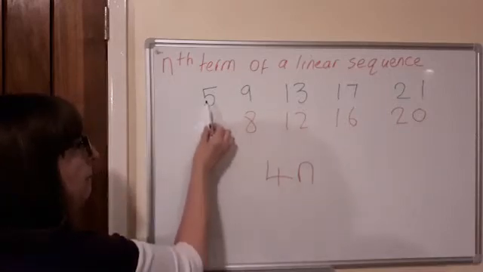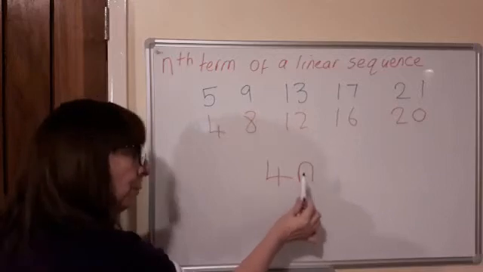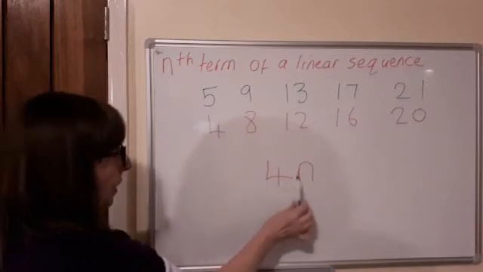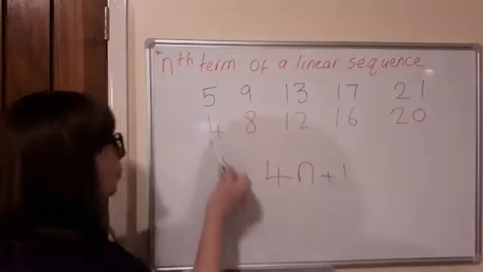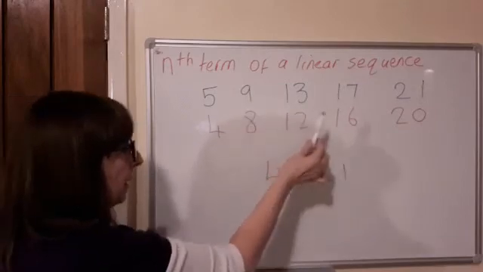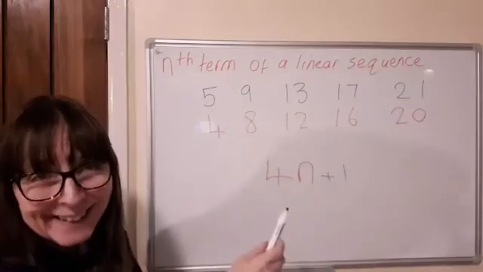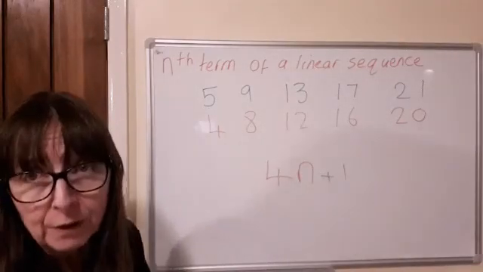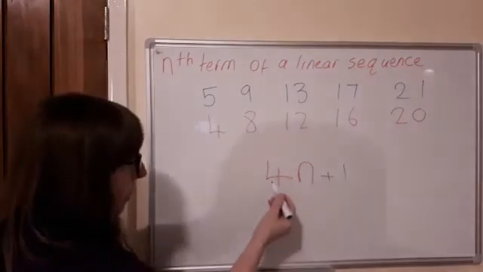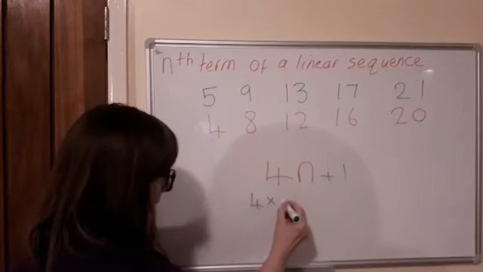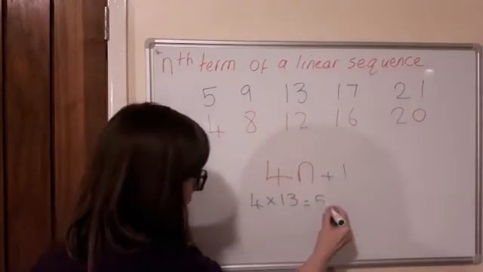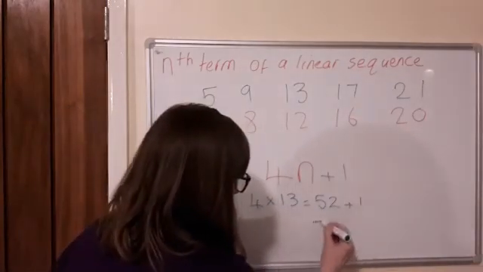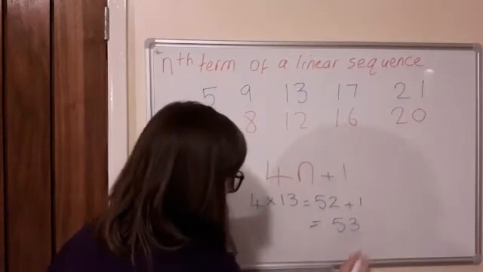So the first term will be 4 times 1. So that should be 4. But it's not 4, it's 5. It's 4 times 1 plus 1. It's 1 bigger, and each one of them is 1 bigger. So what I have to do now is keep this formula, and that will tell me any term that I want. So if I want the 13th term, I can do 4 times 13, which equals 52. But I know that I'm going to need to add the 1, and my 13th term will be 53.